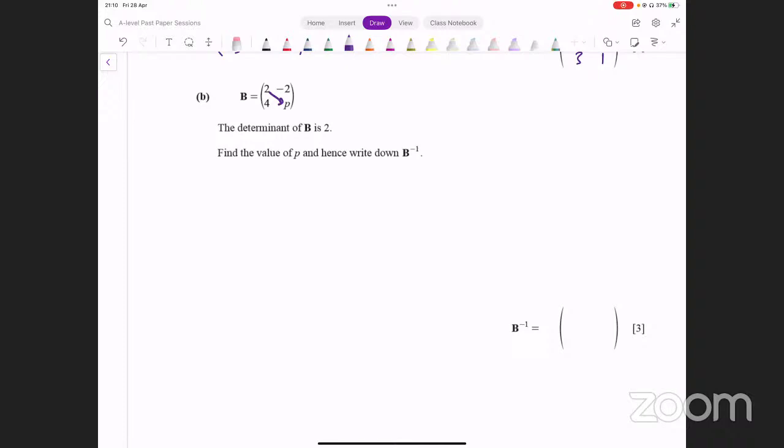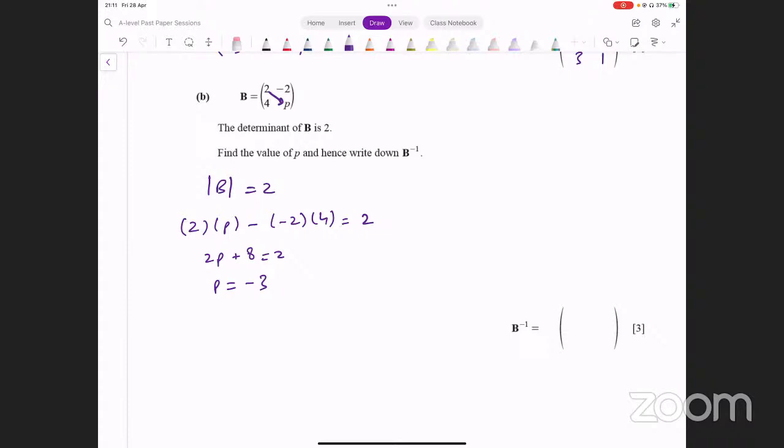So determinant of B is equal to 2. What we do for that is 2 into P minus 2 into 4, that should equal 2. Simplify कर लें इसको. 2P plus 8 equals 2, and the value of P turns out to be minus 6/2, which is minus 3. So P is equal to minus 3. ठीक है, एक आपको ये निकालना था.